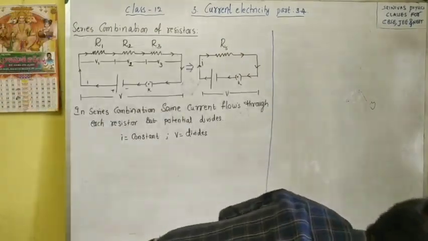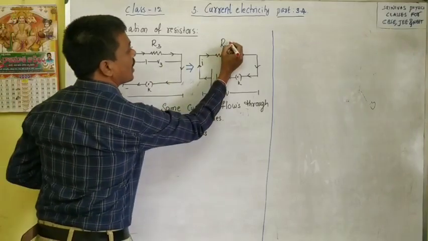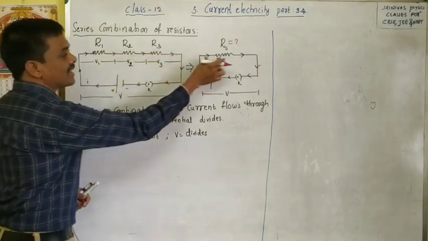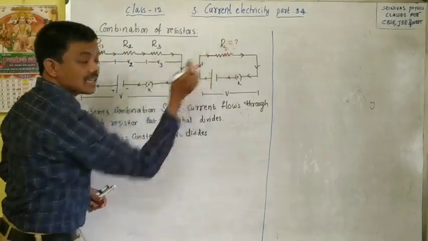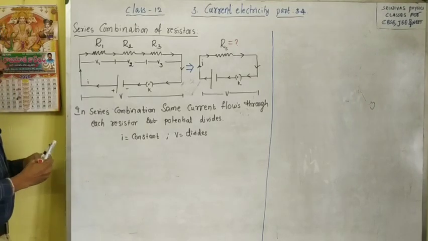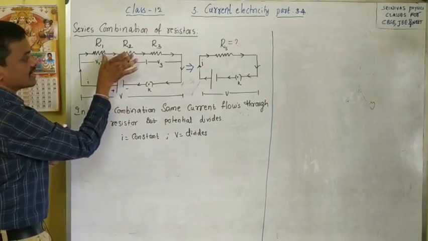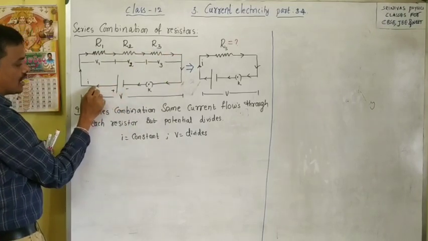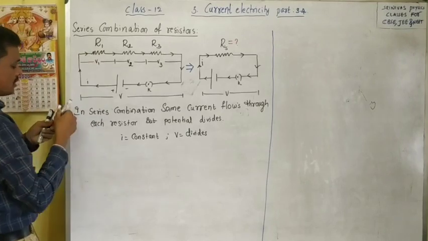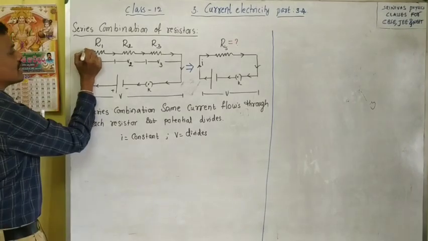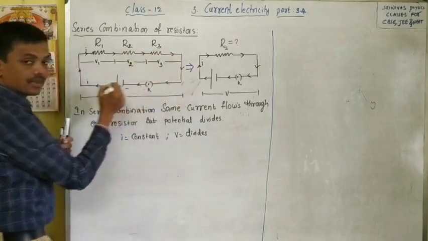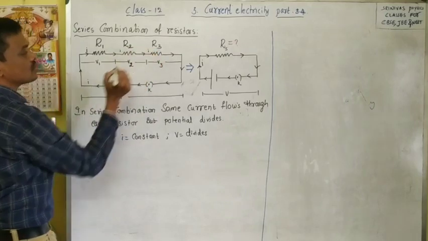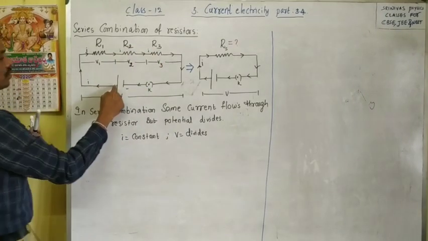Look at here, the RS formula I am going to find out. These 3 resistors combinedly act as one resistor, then what is its resistance? For that, in series combination, we are connecting these 3 resistors in one line and connected to the battery. Then from the battery's positive terminal, current will start. That current passes through each resistor, and the same current passes through each resistor. Why? Because there is no splitting of current. Only one way is there.